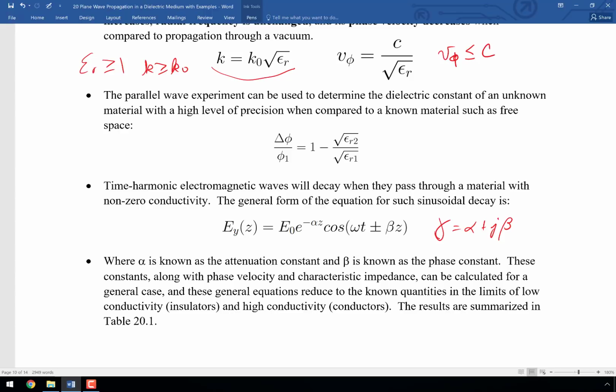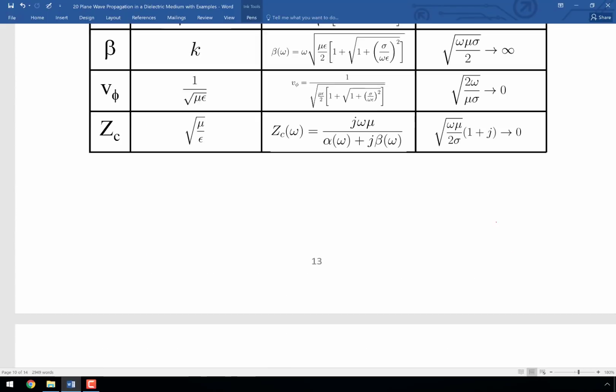Those constants, along with phase velocity and characteristic impedance, can be calculated for a general case, not necessarily an insulator, not necessarily a conductor, and then those general equations do in fact reduce down to the known quantities in the limits of low conductivity for an insulator and high conductivity for a conductor, and those results are summarized in this table right here.